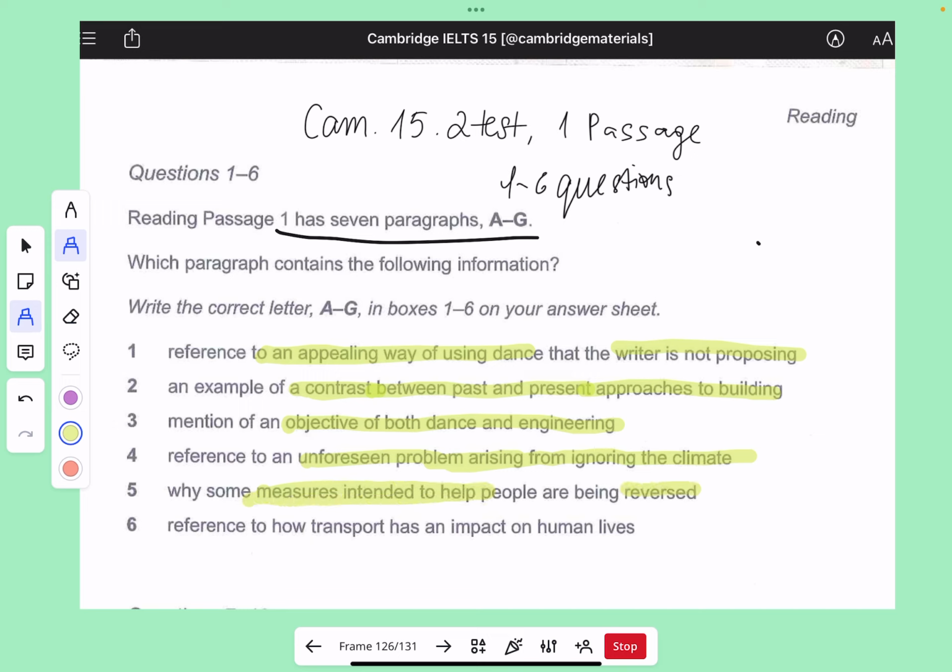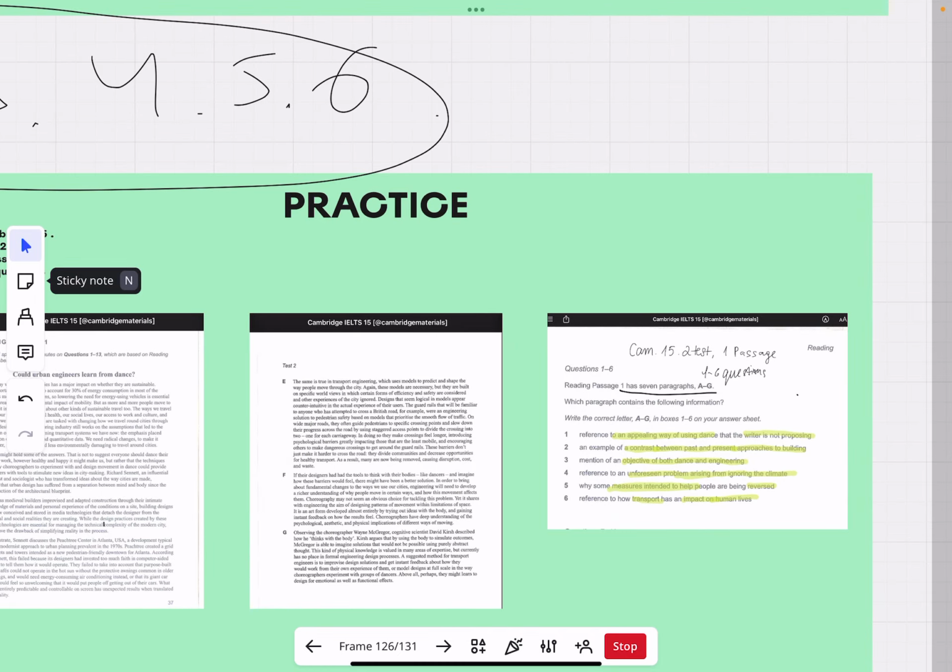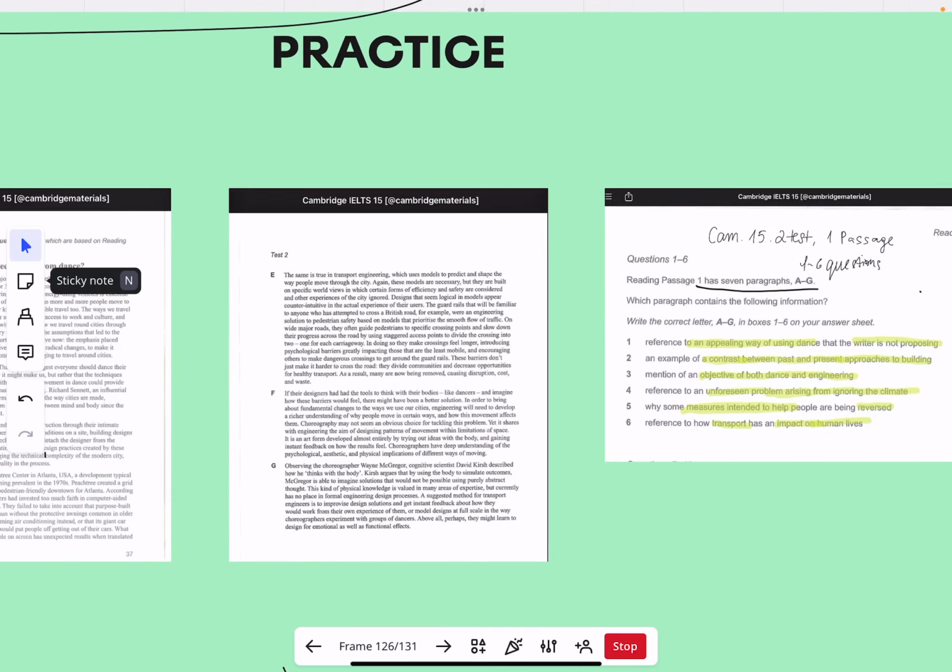And what people are being reversed. Reference to how transport has an impact on a human life. The impact on a human life of transport. So this is the stuff. So now I'm going to start the reading.